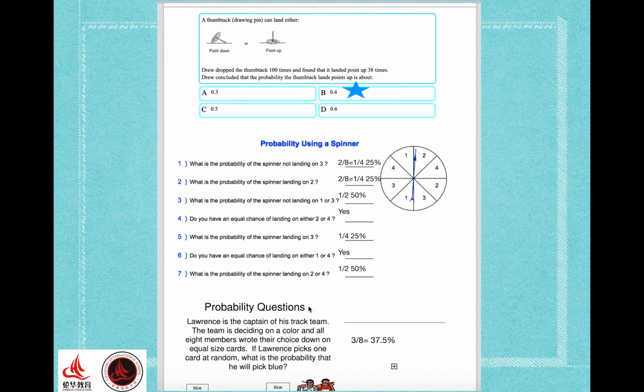Now the last question. Lawrence is the captain of his track team. The team is deciding on a color, and all 8 members wrote their choice down on equal sized cards. If Lawrence picks one card at random, what is the probability that he will pick blue? There are 3 blue cards. You can't see the picture here, but there was blue, blue, blue, so 3 people wrote blue. There are 8 cards altogether, so we write 3 over 8, and we get about 37.5% that they would pick blue. This is the answer.